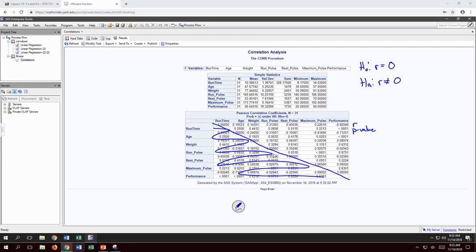So in this case, using our alpha level of 0.05, the correlation between age and runtime has a p-value of 0.29. So there's not a statistically significant correlation between age and runtime. But if we go over here to performance, there is a statistically significant correlation between runtime and performance.